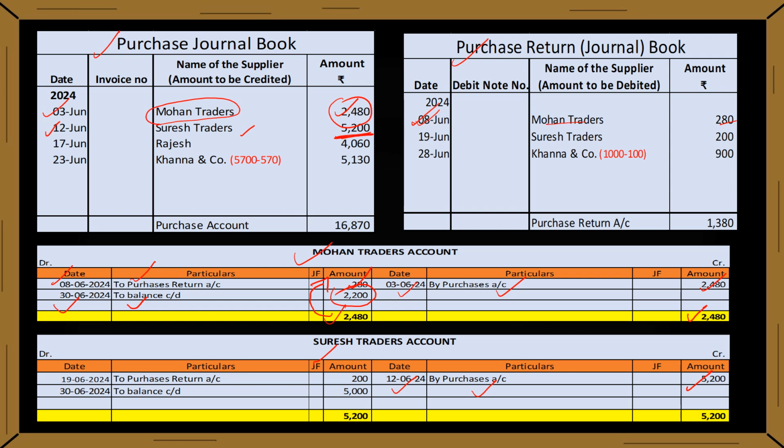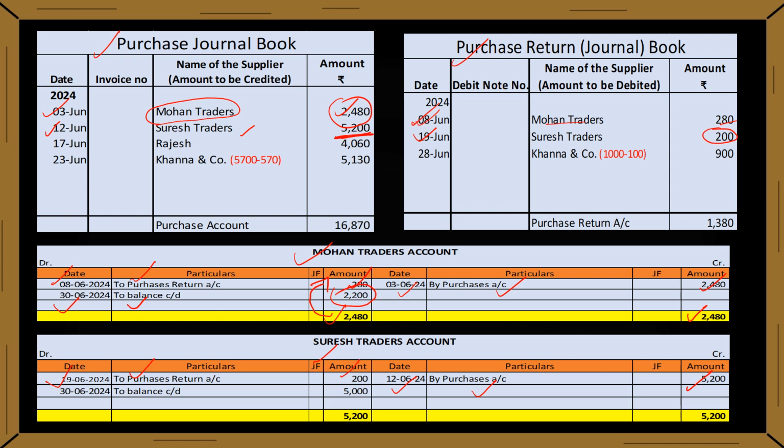There is also a return from Suresh Traders on 19th June for rupees 200. Okay, so 19th June, purchase return will be credited in the journal entry. In the ledger account of Suresh Traders, it has to be debited. On 19th June 2024, to purchase return 200 rupees.